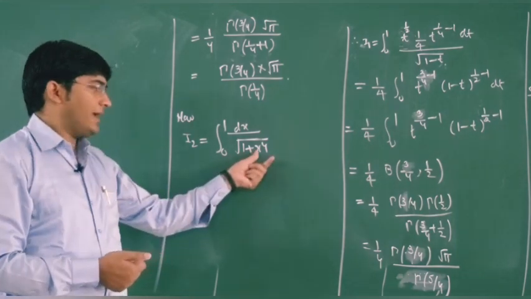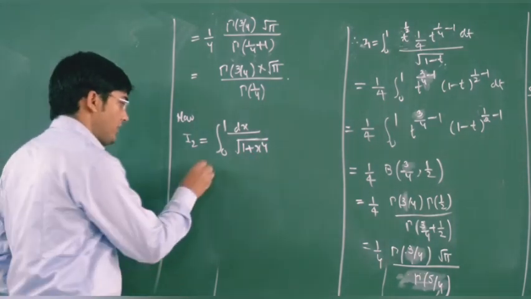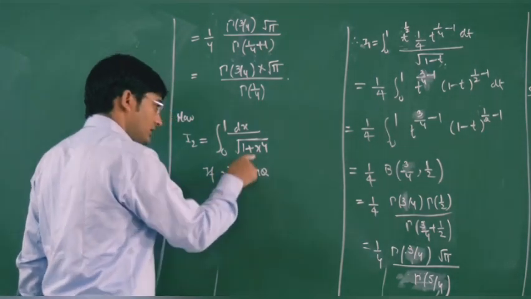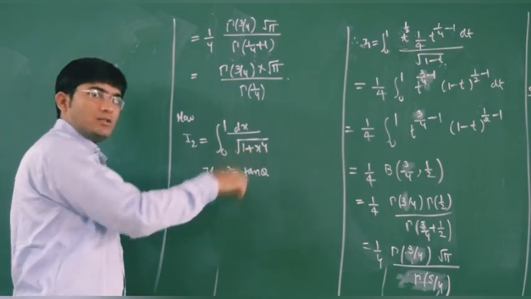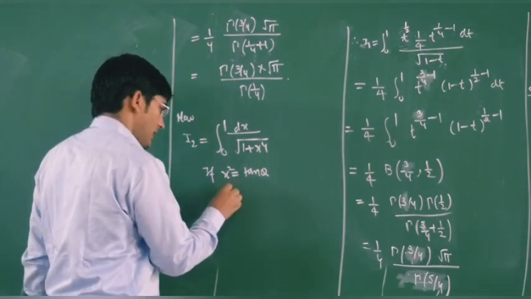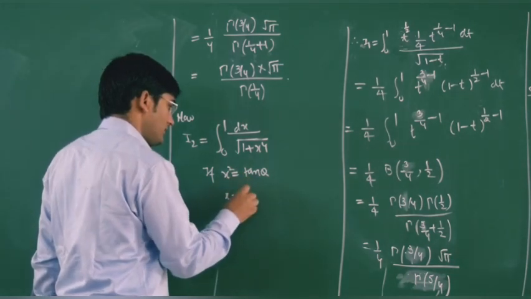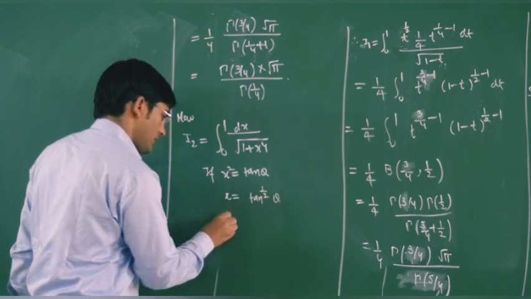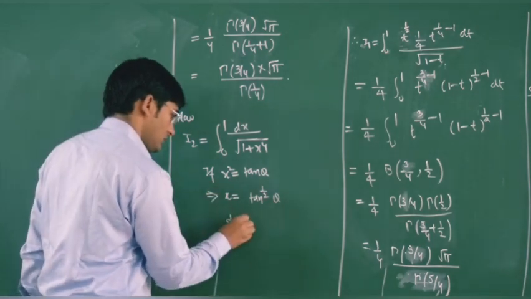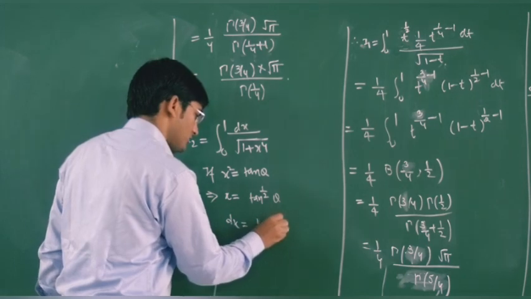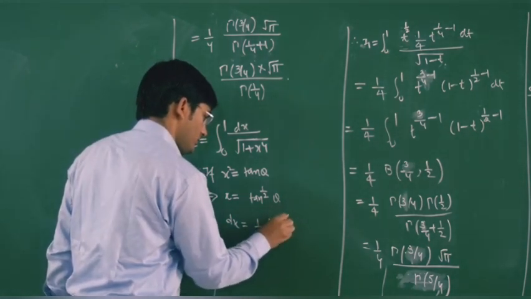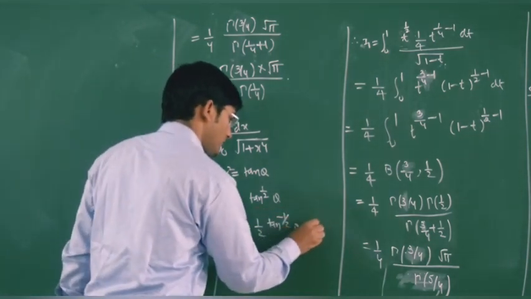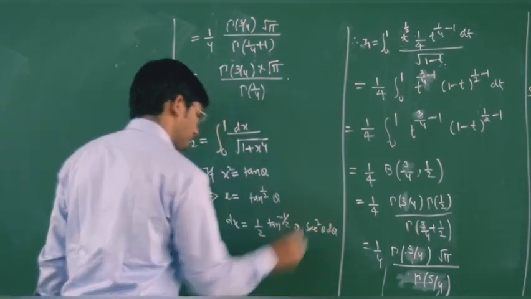Here we will assume x square as tan theta. So if x square is tan theta, then 1 plus tan square theta will be sec square theta. And if x square is tan theta, then x equals tan power half theta, and dx will be 1 by 2 tan power minus half theta, and then the differentiation of tan theta, which is sec square theta, d theta.